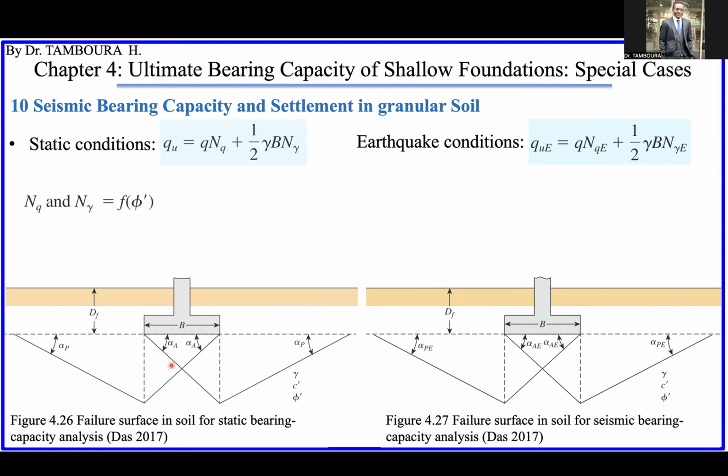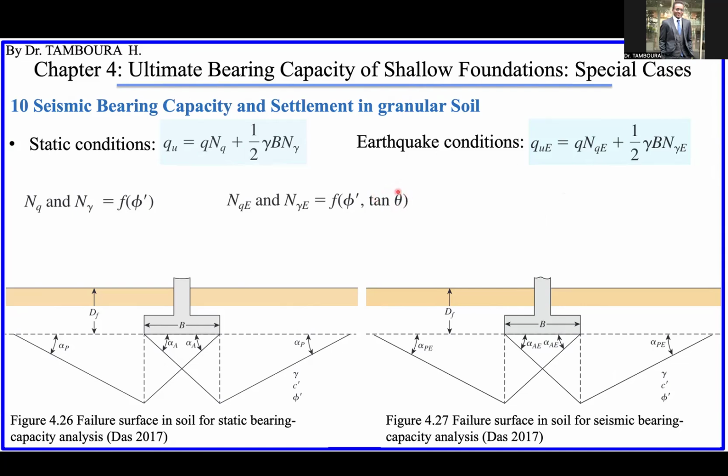So how do we obtain N_q and N_gamma in the case of static condition? These are a function of phi. You know them already, and in chapter 3, the previous chapter, we had many tables that give this. Okay, so about the same, no big difference. However, in the case of N_qE and N_gammaE, it means in the earthquake condition, these bearing capacity factors are different. They are a function of phi, but also tangent theta.